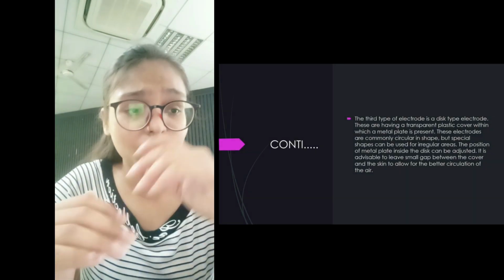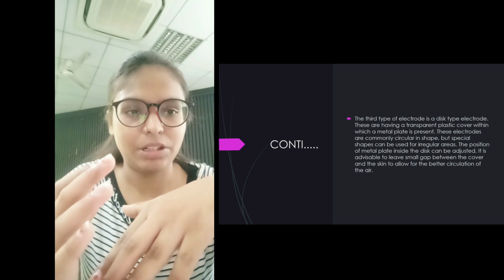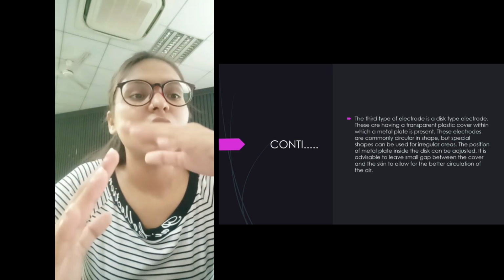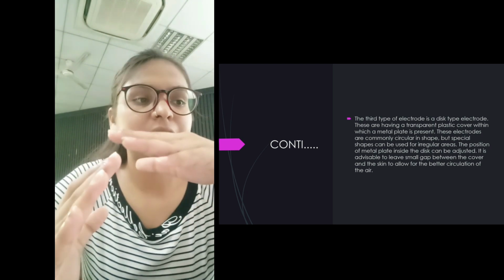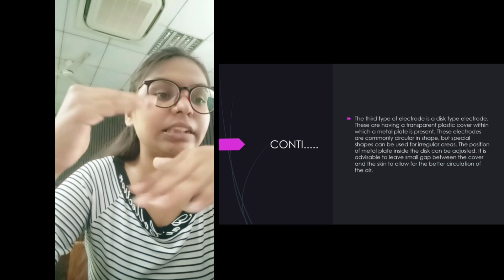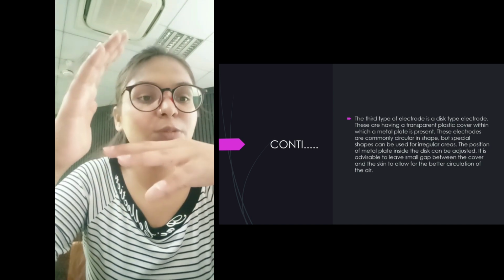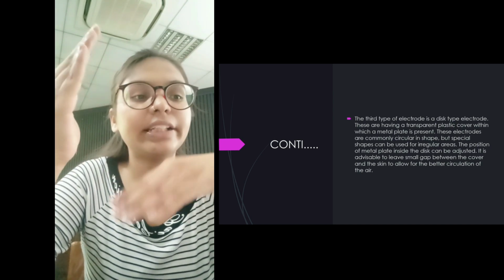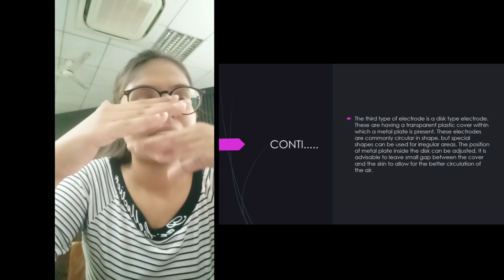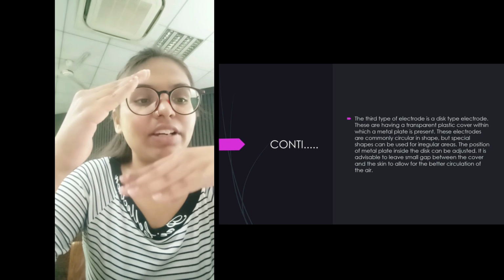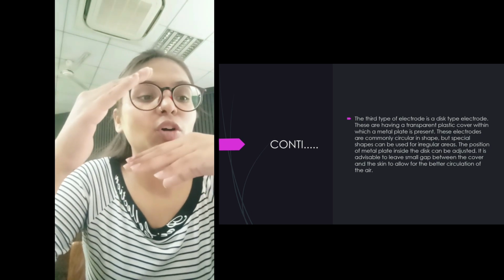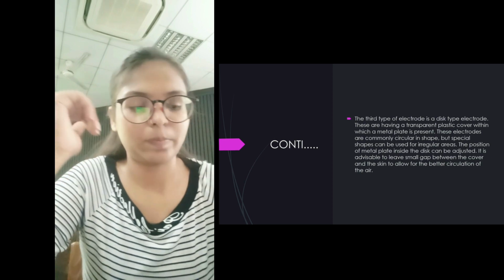The third type of electrode is the disc type electrode. These have a transparent plastic cover within which a metal plate is present. These electrodes are commonly circular in shape, but special shapes can be used for irregular areas. The position of the metal plate inside the disc can be adjusted. It is advisable to leave a small gap between the cover and the skin to allow for better circulation of air.